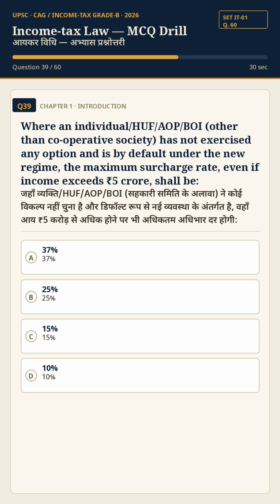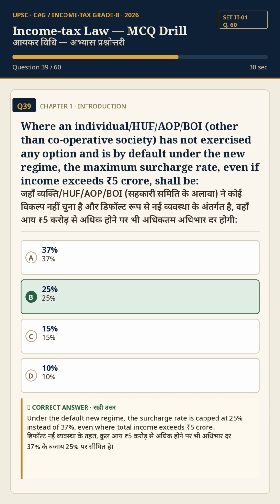Question 39. For an individual opting for the new regime, which applies by default, the maximum surcharge rate, even if income exceeds 5 crore, shall be option A, 25%. The correct answer explanation: under the default new regime, the surcharge rate is capped at 25% instead of 37%, even where total income exceeds 5 crore.